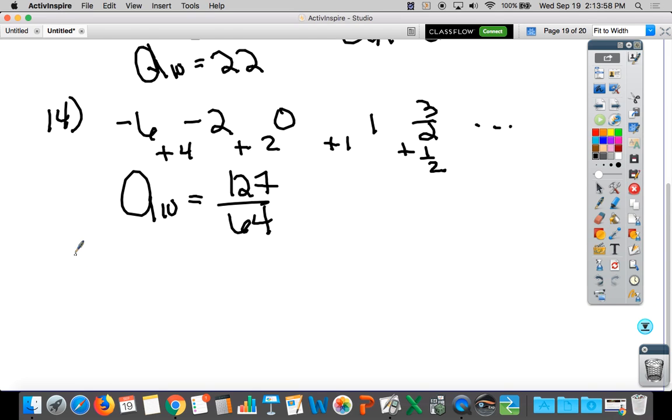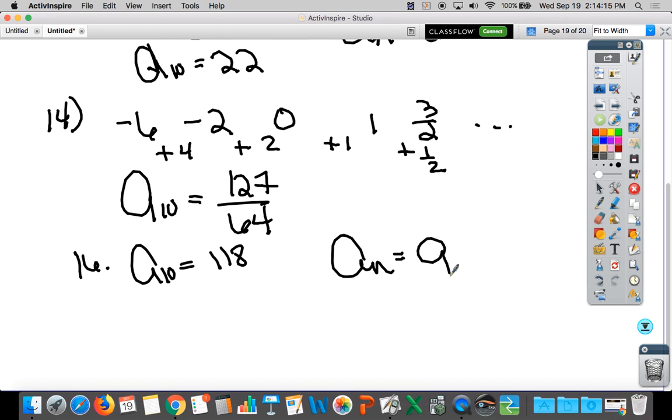All right, 16. So that was arithmetic. What was the common difference? 9. So you can add 9 each time. The answer for the 10th term is 118, or the formula for the nth term would be 9n plus 28.